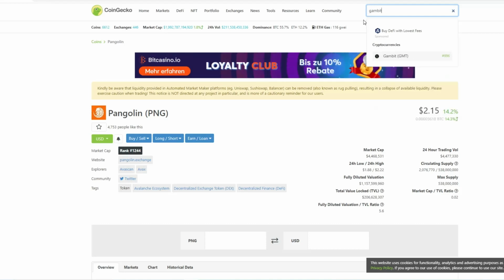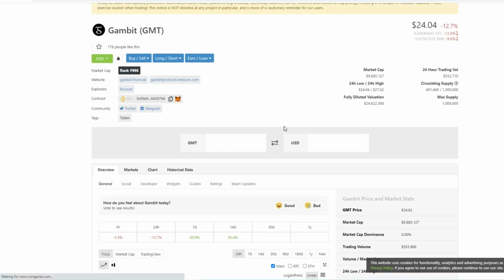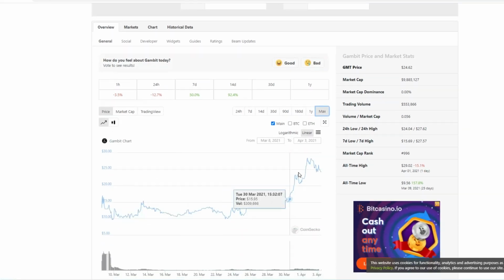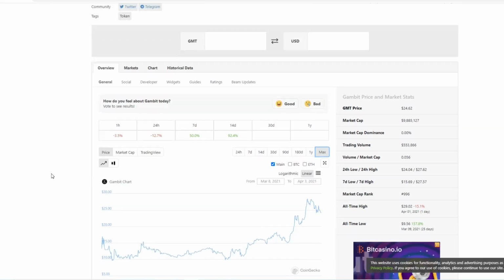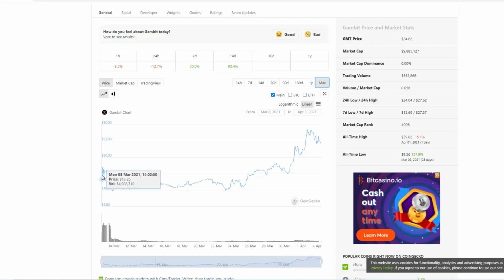My lovely Gambit. So let's just see, it's now about $24. Let's go to max. It actually tested $28, right? So $28. So we're looking at a 5-6x, right? That basically just tells you the opportunities here. And this is really within a space of like 1 month.